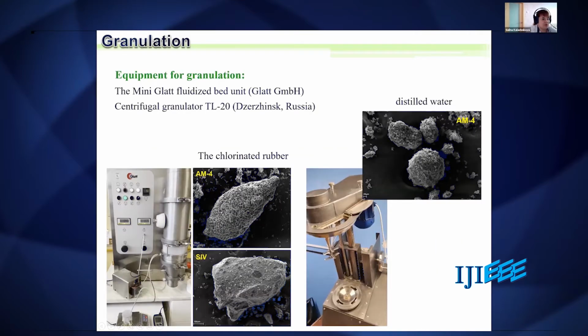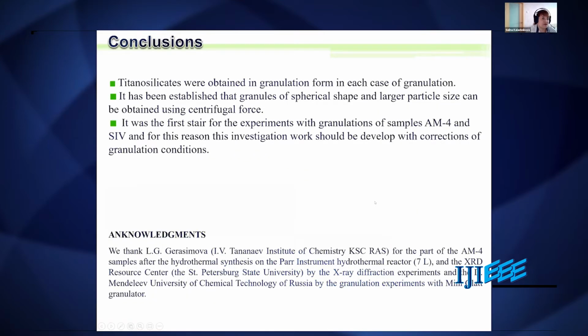So in our experiments, for these reasons, we tried to use different binders. First of all, it was chlorinated rubber, and the result of this granulation you can see on these figures. In this case, we used the mini-Glatt fluidized bed unit. In the second case, we used centrifugal granulation for our material without any binder, and we used only distilled water. As you can see on this figure, the morphology of our powders was better, because in this case we can obtain spherical granules.